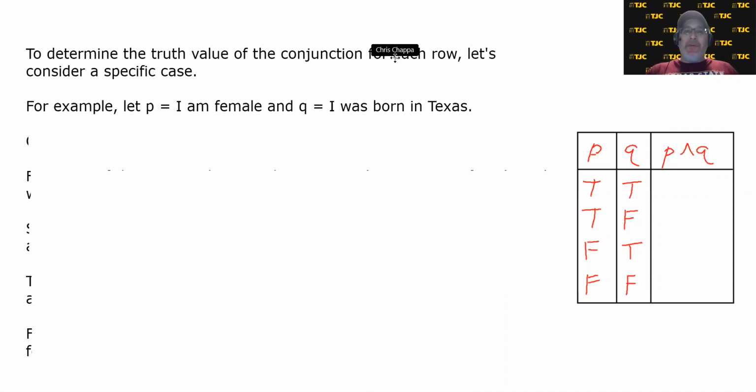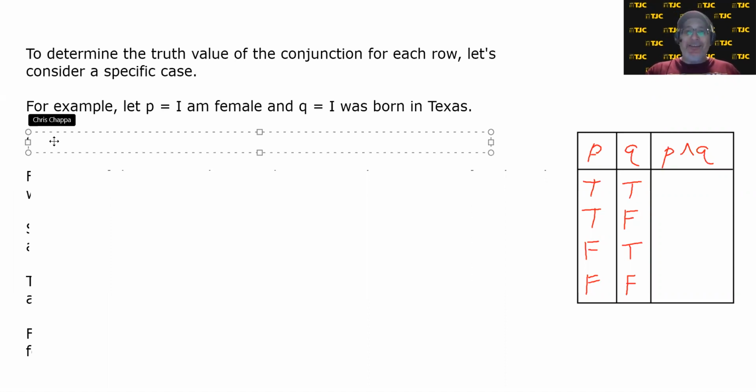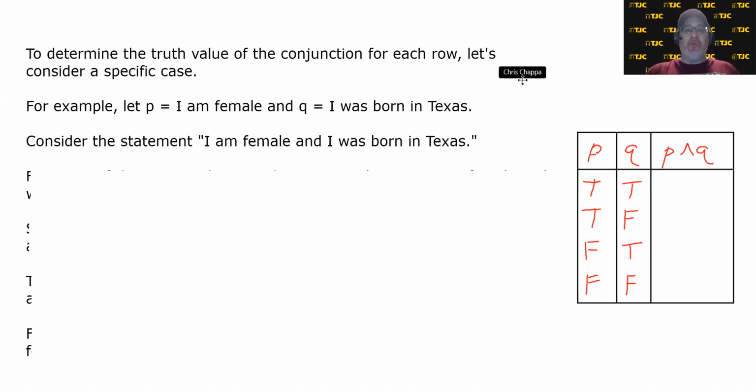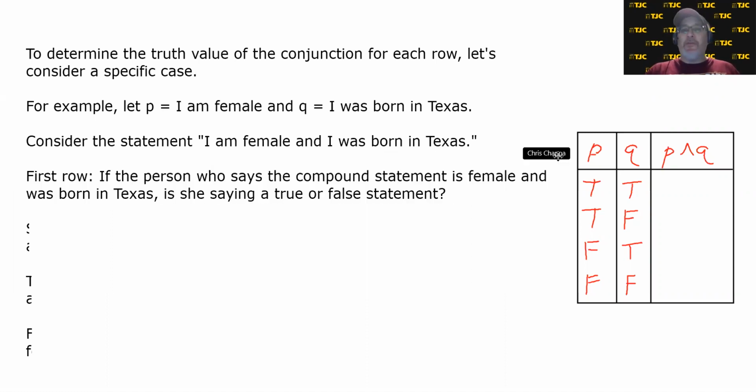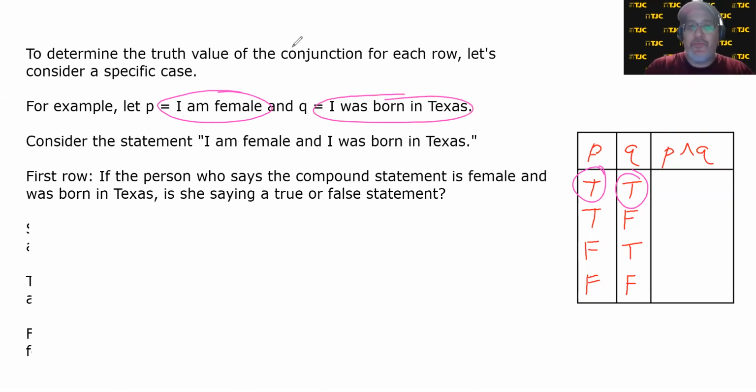For example, we're going to let P equal the statement, I am female, and Q is going to be the statement, I was born in Texas. So the conjunction would be, I am female and I was born in Texas. Row by row, we're going to consider whether that statement would be true or false based on P and Q being true or false. For example, the first row is true, true. So the first row is assuming that these 2 statements are true.